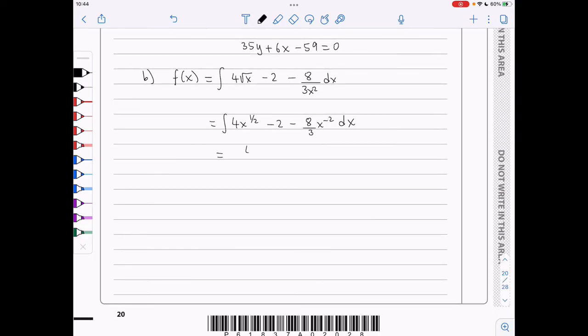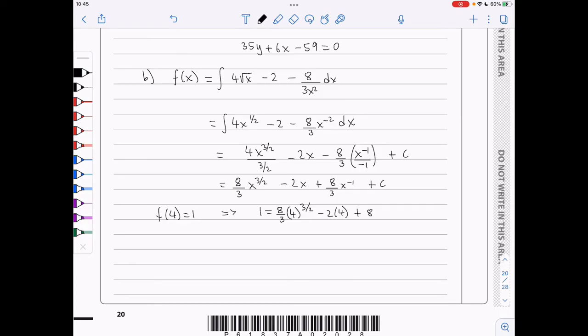And now I increase the power by 1, divide by the new power. So minus 2x minus 8/3 x to the minus 1 over minus 1 plus c, the constant of integration. This simplifies to 8/3 x to the 3/2 minus 2x plus 8/3 x to the minus 1 plus c. In addition, we know that f of 4 is 1 because we pass through the point 4, 1. So we have that 1 is 8/3 times 4 to the 3/2 minus 2 times 4 plus 8/3 times 4 to the minus 1 plus c.